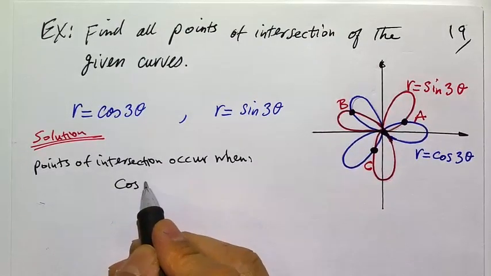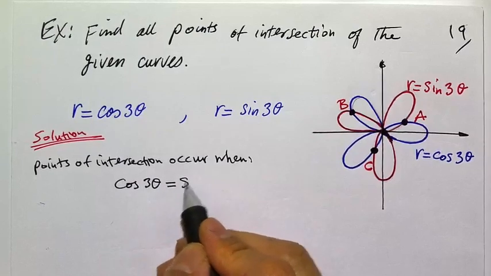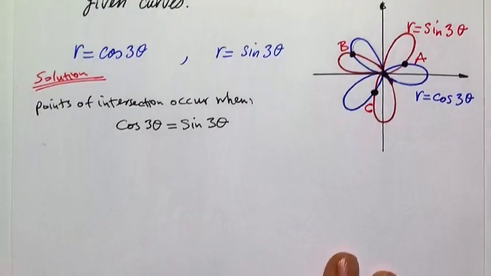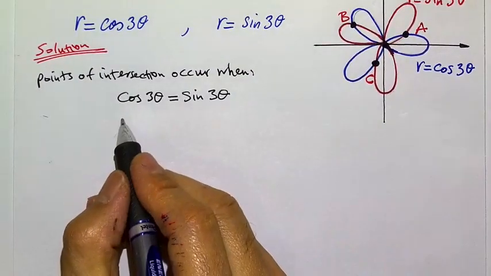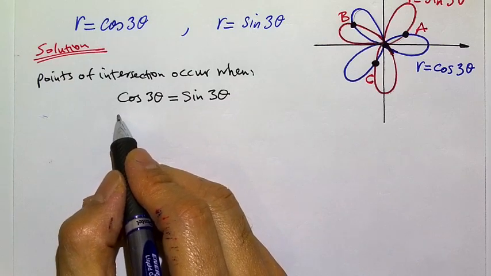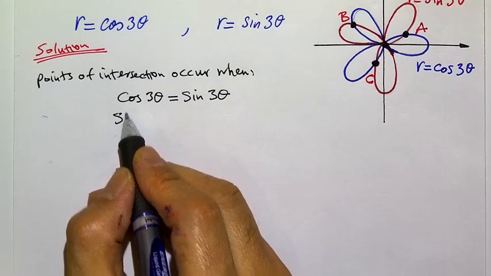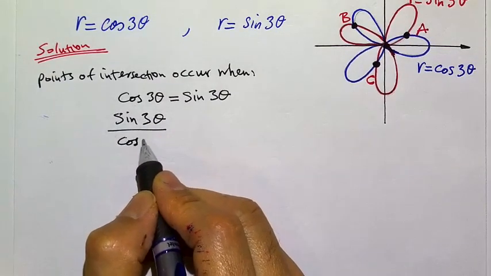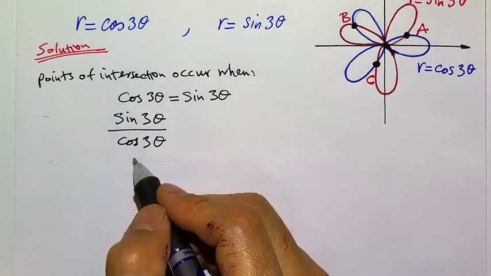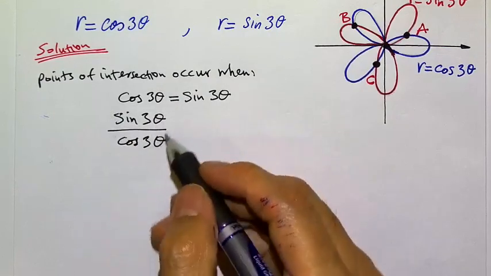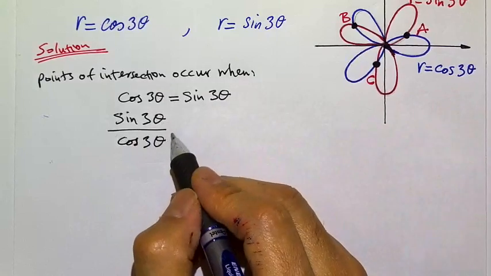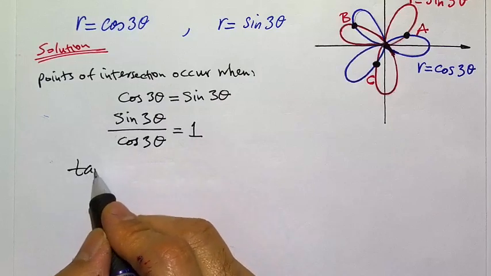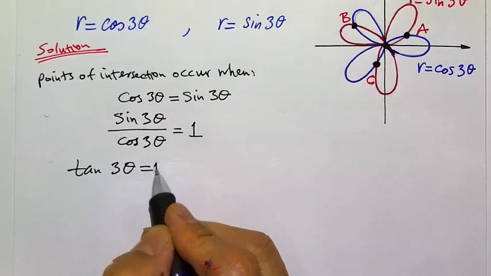when cosine of 3 theta equals sine of 3 theta. So we can solve this equation for theta. We can do sine of 3 theta divided by cosine of 3 theta. We could do cotangent, but tangent is always better to work with than cotangent. It's more common, and so equals 1. And then this way we get tangent of 3 theta equals 1, right?